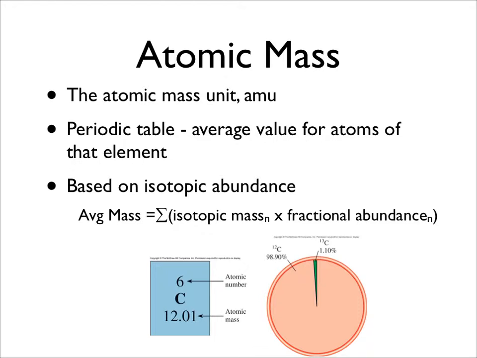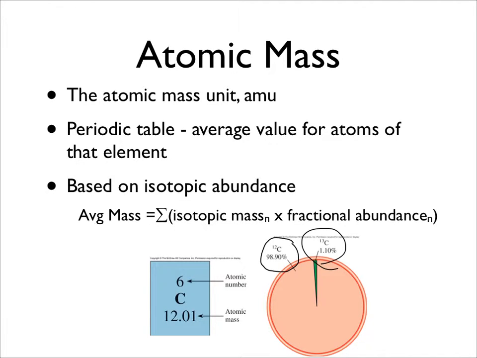So you can see, for carbon, there are two major isotopes. There is a third, but two major isotopes. Carbon-12, which composes 98.9% of all the carbon you see, and carbon-13, which is about 1.1%. There is a very small fraction of carbon-14.